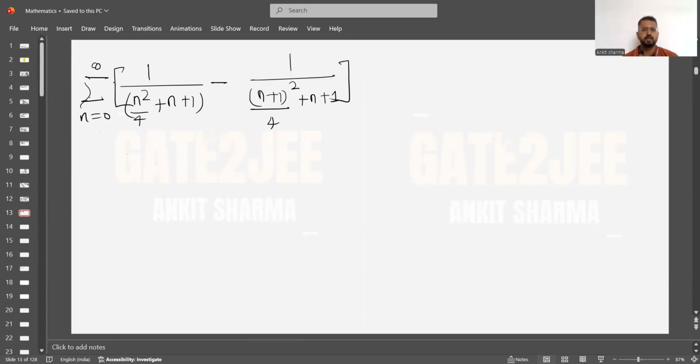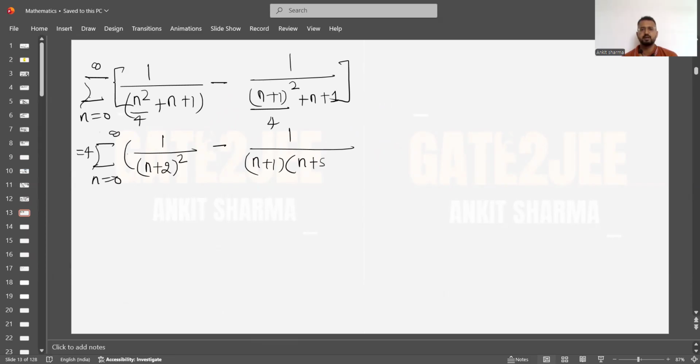So let's go ahead. Now this gives me the sum, n equal to 0 to infinity. I can just factor this 4 out and write down directly here 4 times 1 over n squared plus 4n plus 4, which is nothing but (n plus 2) whole squared, minus 1 over n plus 1 squared plus 4 times n plus 1. So we can take n plus 1 common. This gives me (n plus 1) into (n plus 4 plus 1), which is n plus 5. And that's what we get.